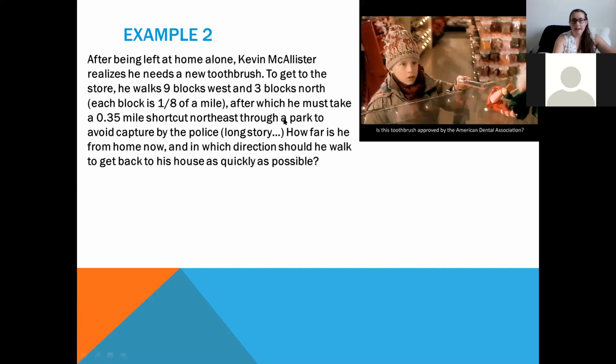All right. Example 2. After being left at home alone, Kevin McAllister realizes he needs a new toothbrush. To get to the store, he walks 9 blocks west and 3 blocks north. Each block is 1/8 of a mile. After which he must take a 0.35 mile shortcut northeast through a park to avoid capture by the police. Long story. How far is he from home now, and in what direction should he walk to get back to his house as quickly as possible?